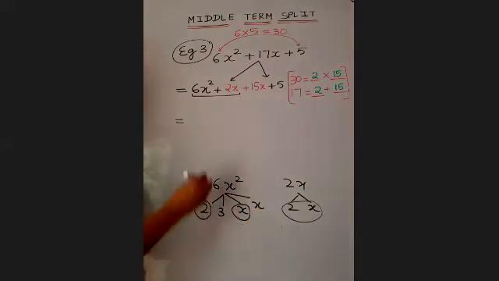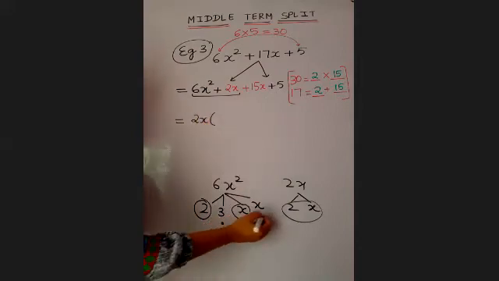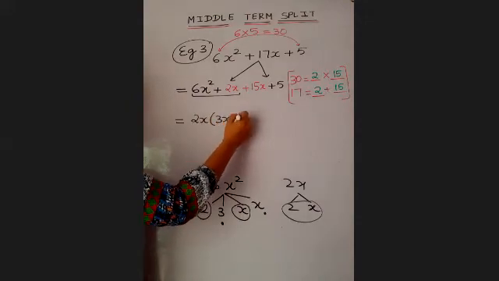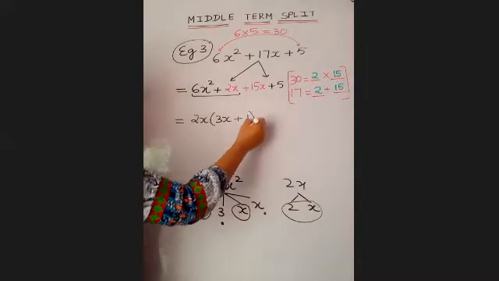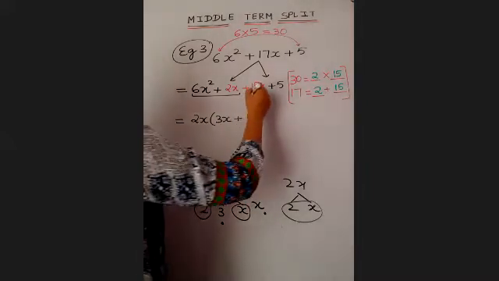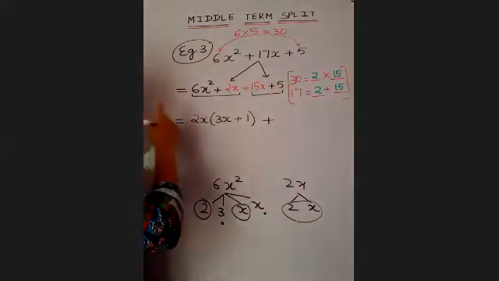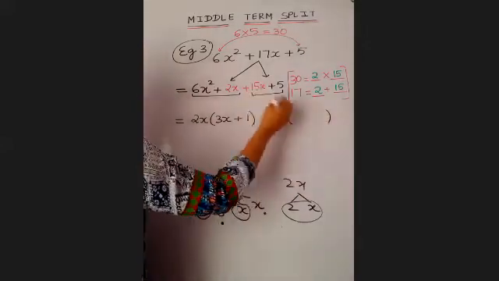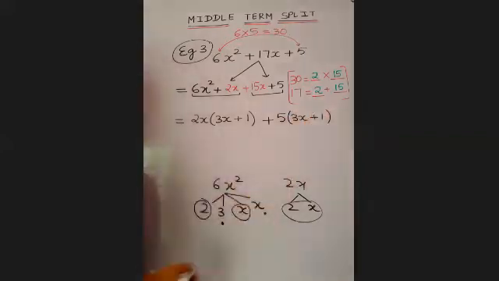Yes, ma'am. What will be left here? Plus x, 3x. Plus 1. Nothing means 1. And from 15x plus 5, what can you take common? 5. Ma'am, we can take 5 as common. 3x plus 1.